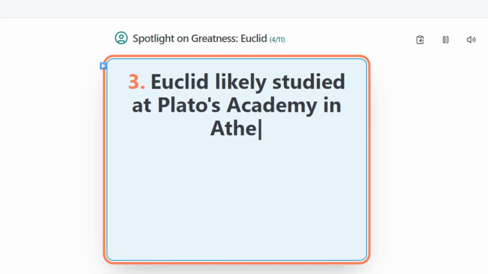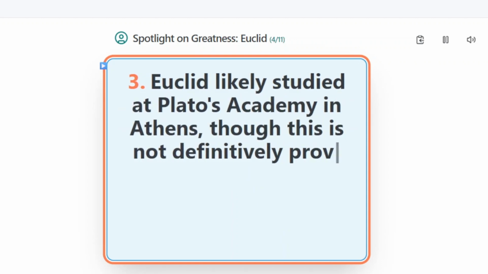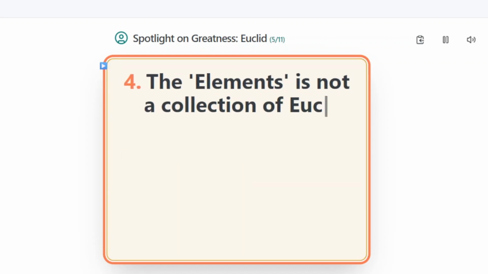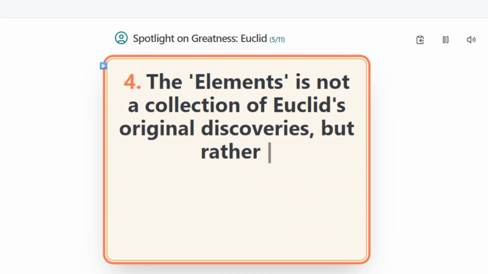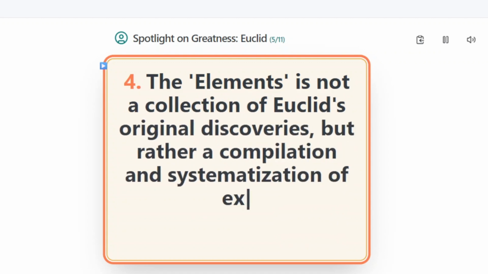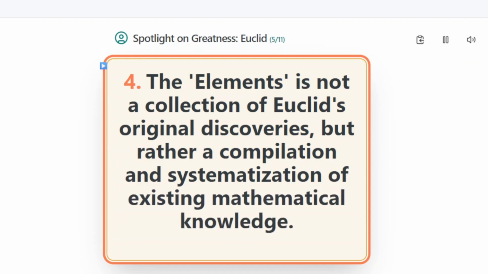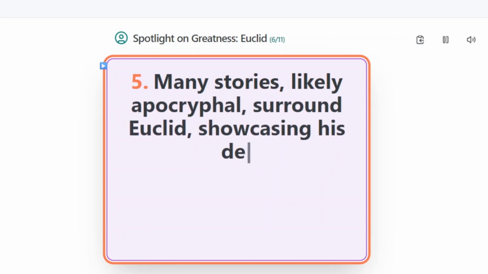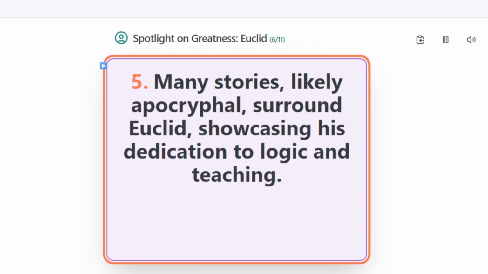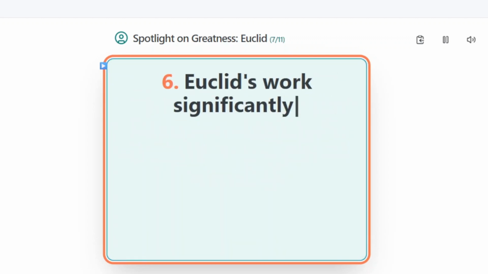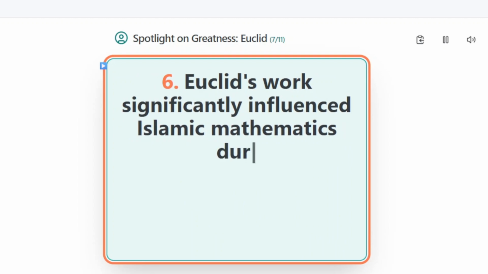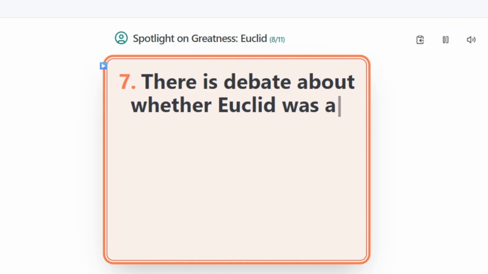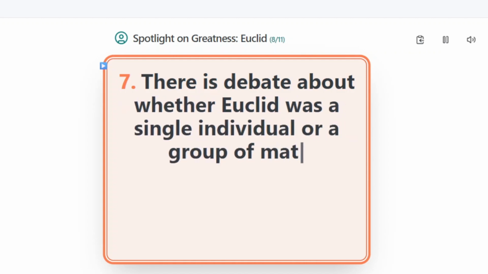Euclid likely studied at Plato's Academy in Athens, though this is not definitively proven. The Elements is not a collection of Euclid's original discoveries, but rather a compilation and systematization of existing mathematical knowledge. Many stories, likely apocryphal, surround Euclid, showcasing his dedication to logic and teaching. Euclid's work significantly influenced Islamic mathematics during the Islamic Golden Age. There is debate about whether Euclid was a single individual or a group of mathematicians working under that name.